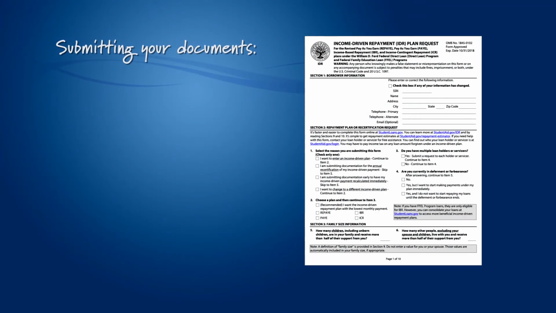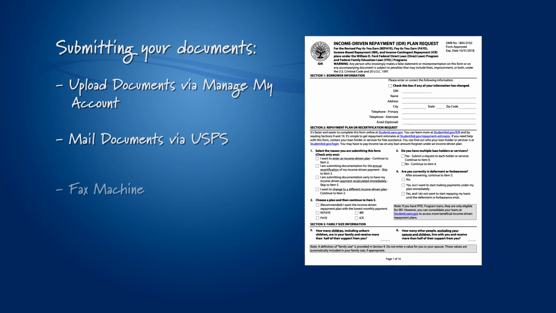You can send us your completed application and income documentation by using the Upload Documents feature in Manage My Account, or you can mail or fax the documents to us. Once we receive your application and any necessary documentation, we will process your request in 7 to 10 business days and notify you in writing regarding the status of your request.